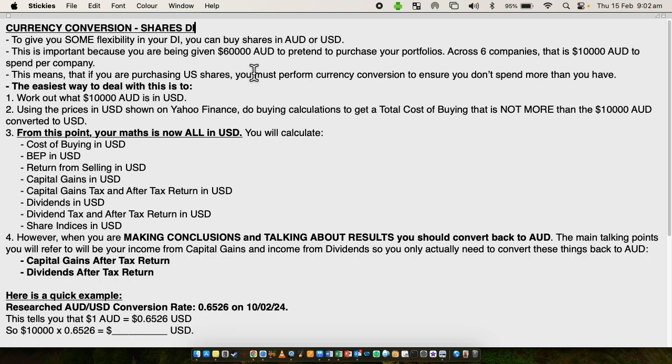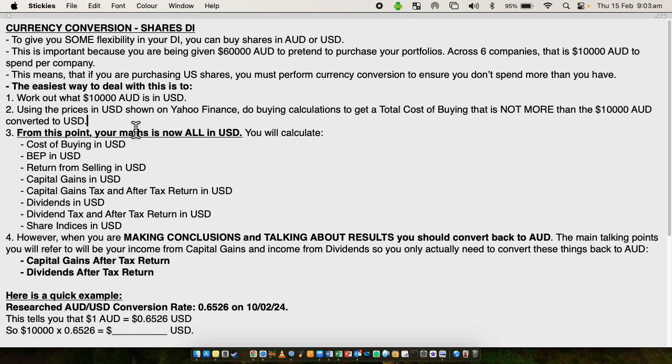Why do you want each company to have the same amount? Because in science, we want only one variable. The only variable in this experiment is the different portfolios, the airlines versus mining. So everything should be as same as possible, okay? The easiest way to deal with this is work out what $10,000 Australian is in US dollars. Using the prices in US dollars shown in Yahoo Finance, do buying calculations to get a total cost of buying that is not more than $10,000 converted to USD.